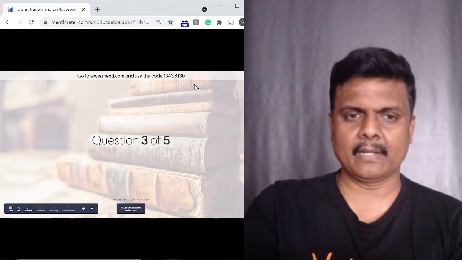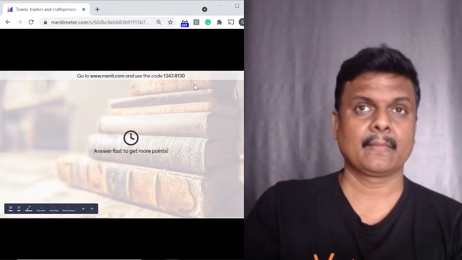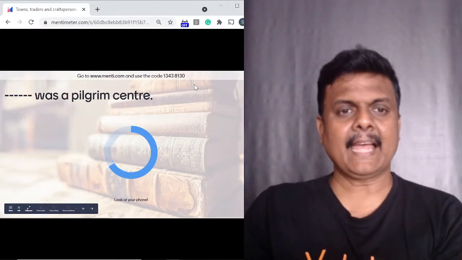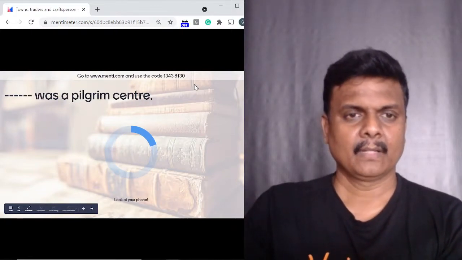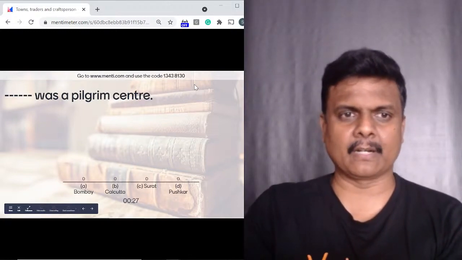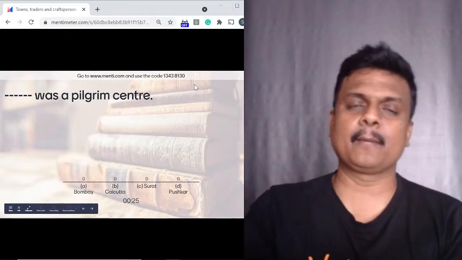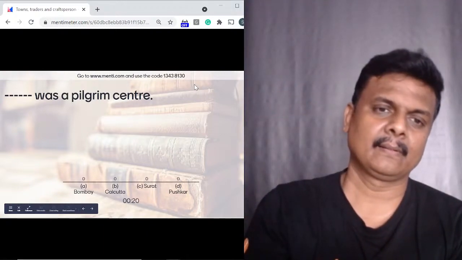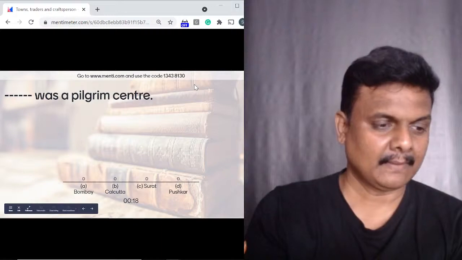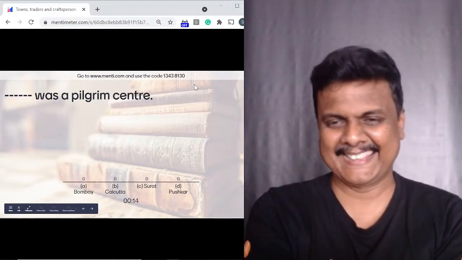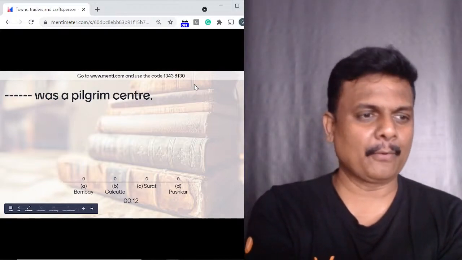Question 3. Here it is. Which place was a pilgrim center? Bombay, Calcutta, Surat, Pushkar. One among this was a pilgrim center which we spoke about today. There was a lake. I am giving you a clue, which we spoke about.